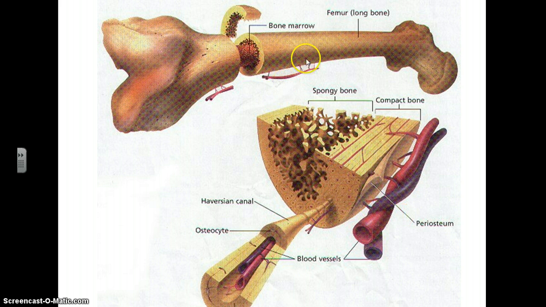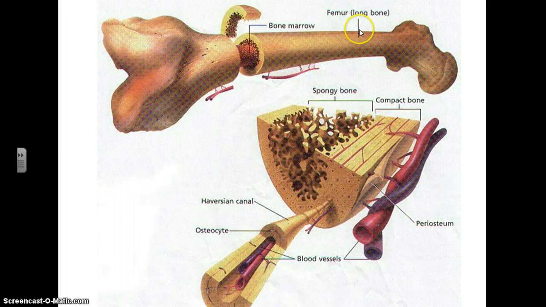We also want to know a little bit about the structure of bones. Most bone consists of what's called compact bone, which is very densely packed bone, consisting of these things called Haversian canals, which are these circular units of bone that have an opening in them that have blood vessels running through them.